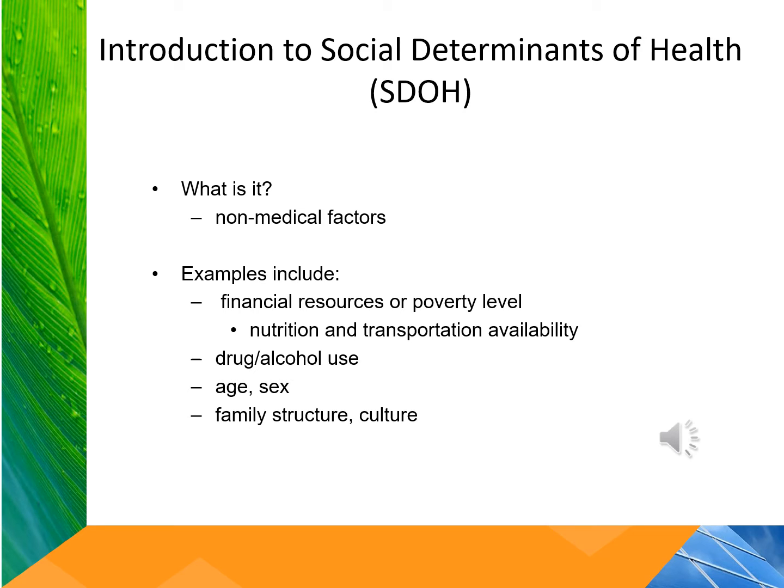The CDC defines them as conditions in the places where people live, learn, work, and play that affect a wide range of health risks and outcomes. Specifically, social determinants include factors such as access to financial resources, what is the person's level of food security, education, and employment stability. Social determinants involve behavioral factors, including drug, alcohol, and tobacco use, obesity, and proclivity to engage in risky behaviors.